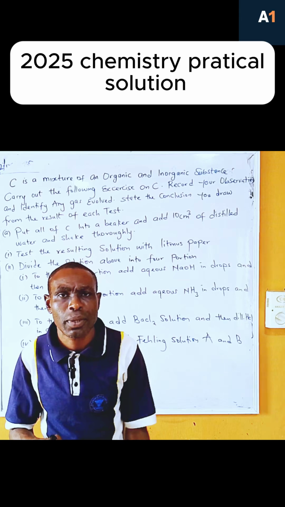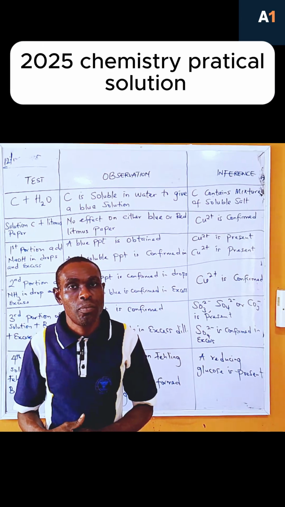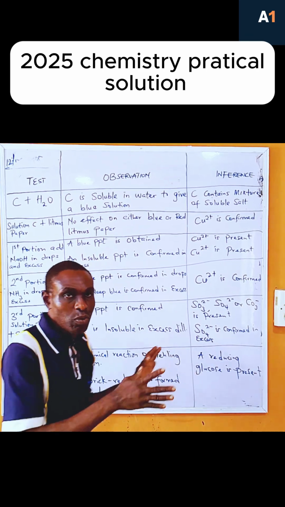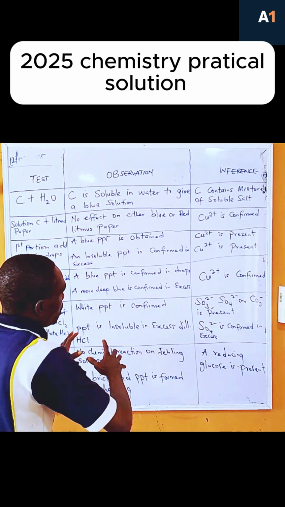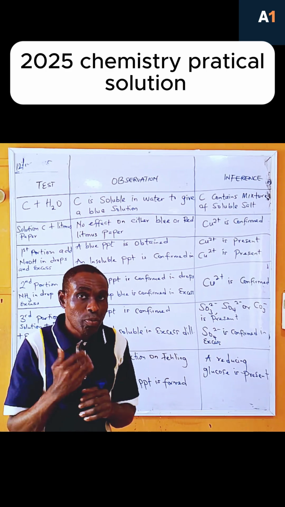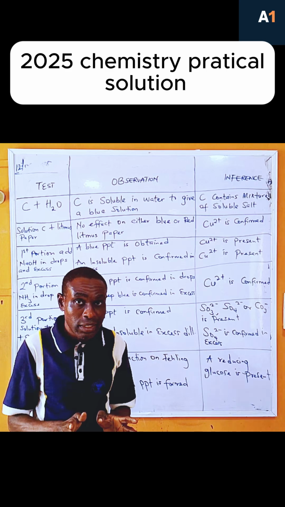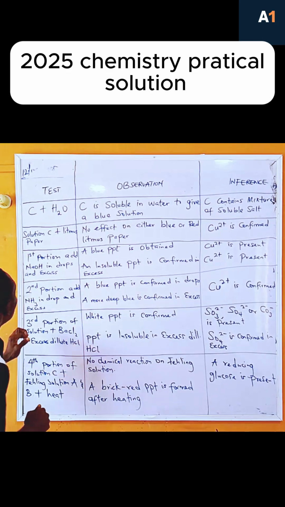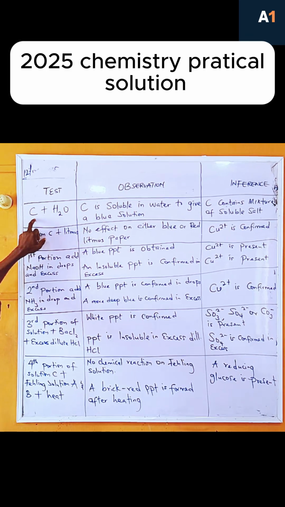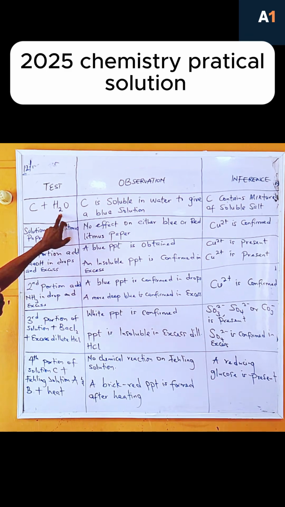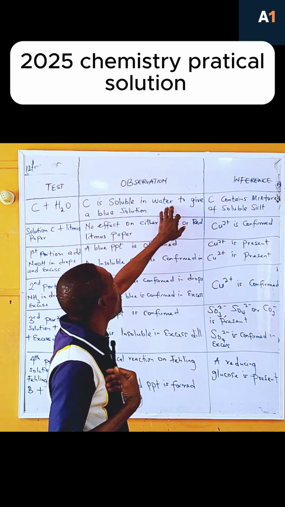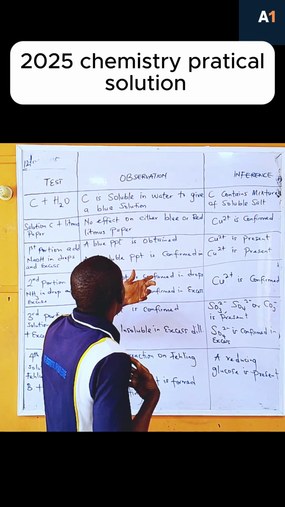So let's perform the experiment. Okay, welcome back to the second part of it. This is the result of what we got when I performed the experiment. I'm still going to perform it in reality, but this is the result I got. Now we talk about C. C is an organic and inorganic substance added to water. C is soluble in water, and what we observe is a blue solution.